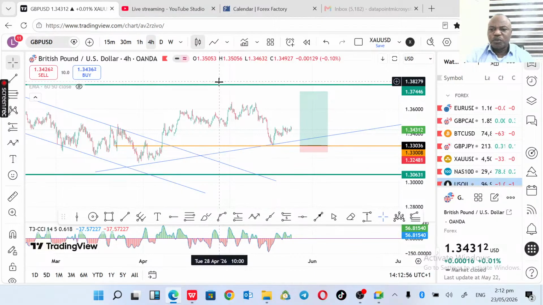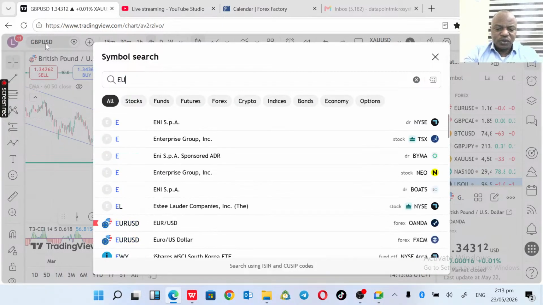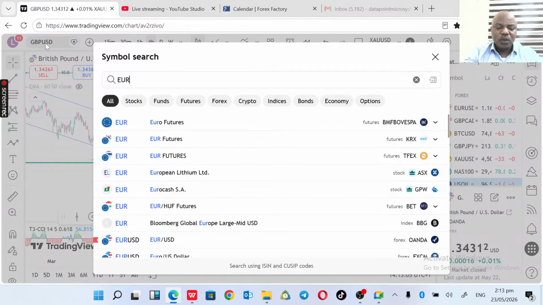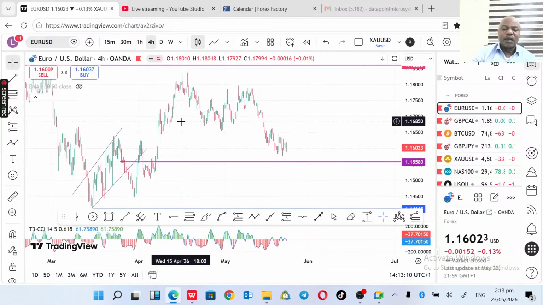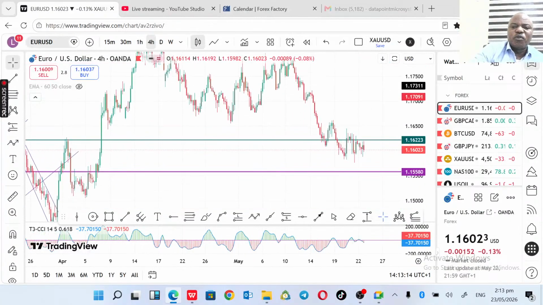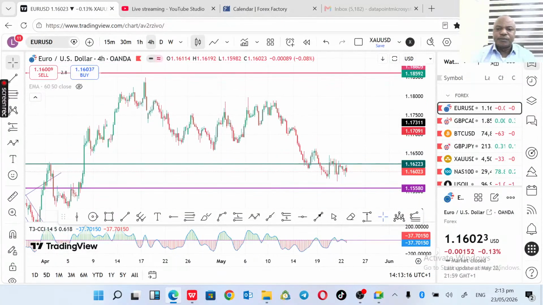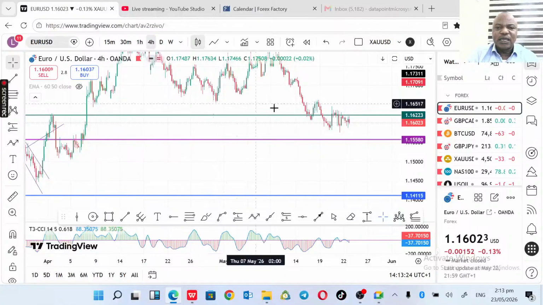So meanwhile, let's just quickly check Euro USD. Let's see what Euro USD is doing. Euro USD is also a good pair. If you check Euro USD, it's more or less moving the way GBP USD is also doing. But at this level, we're also waiting for what we have here is a sell.